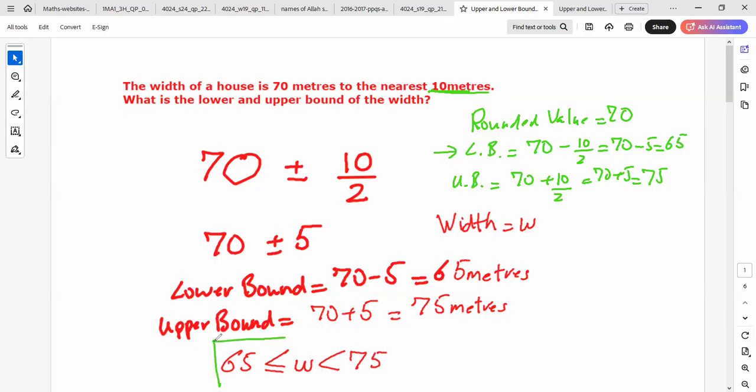So this is how we write it as an inequality. If you want to give your answer as an inequality, this is how you will write.